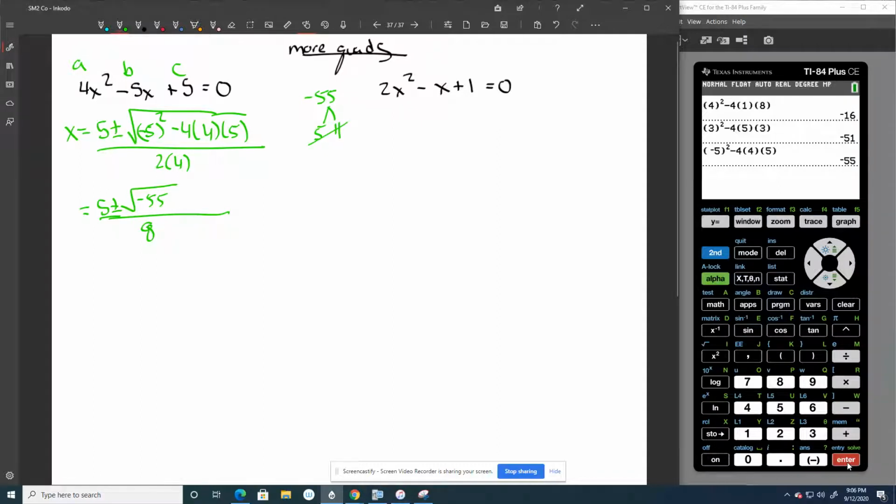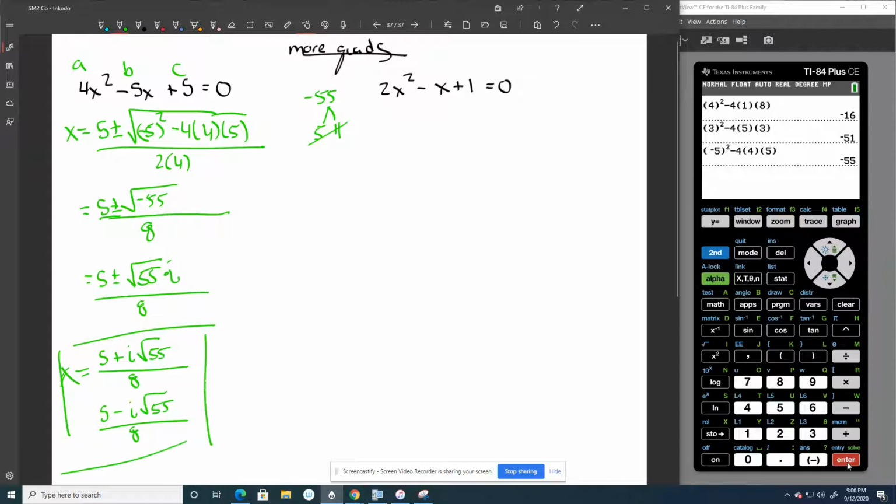Now, negative 55 factors to 5 and 11, which are both prime. So I'm going to go ahead and leave it the way it is, other than I want to write this as 5 plus or minus, instead of root negative 55, I'm going to put root 55 times i, all over 8. So x, my answers are 5 plus, let's put the i in front, i root 55 divided by 8, and 5 minus i root 55 divided by 8. Those would be my two imaginary solutions. So remember, it will not cross the x-axis, but we do have imaginary answers, just not real ones.